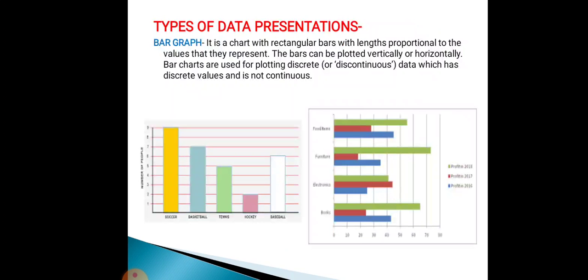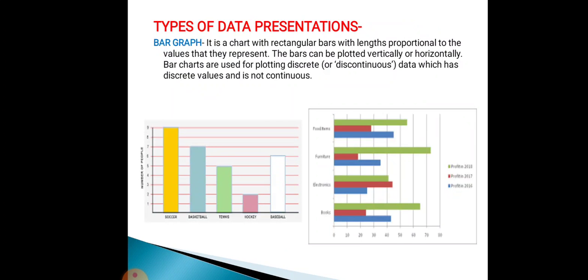Let us first of all discuss the types of data presentations. You are already familiar with this. In the figures you can see the bar graph. It is a chart with rectangular bars with lengths proportional to the values that they represent. The bars can be plotted vertically or horizontally. Bar charts are used for plotting discrete or discontinuous data which has discrete values and is not continuous.